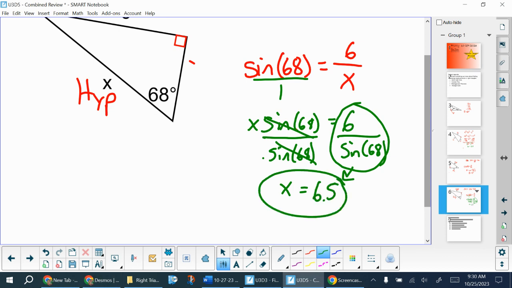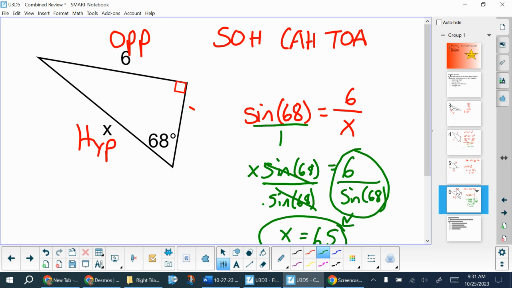Nearest tenth for sides, whole degrees for angles. So that was pretty quick, but that's stuff that we've already done. Feel free to look back. There are videos of especially the trig problems, so finding an angle, finding the side, on Tuesday and Wednesday's Canvas page. You can always look at those.